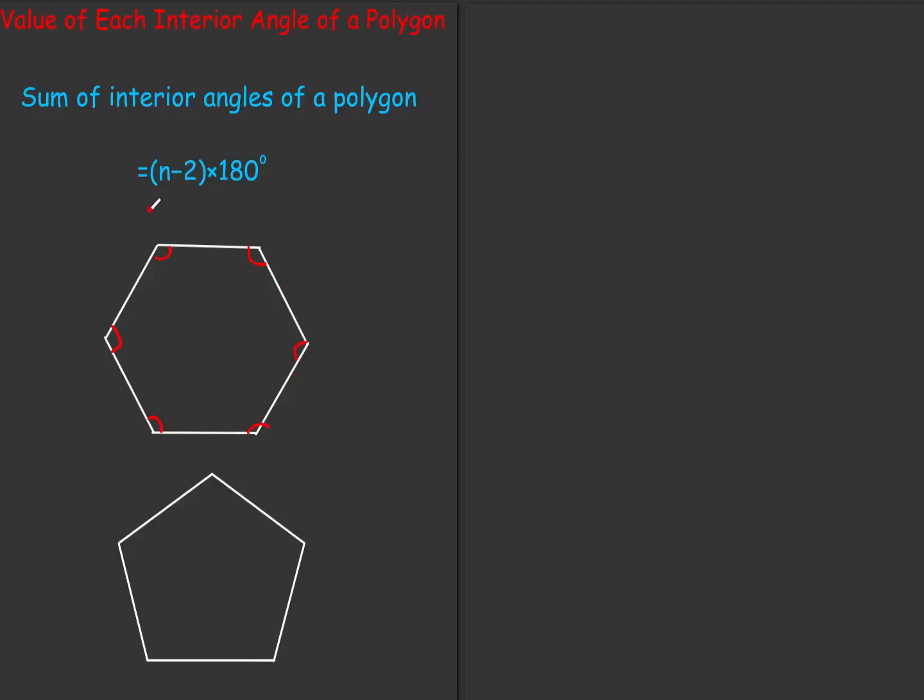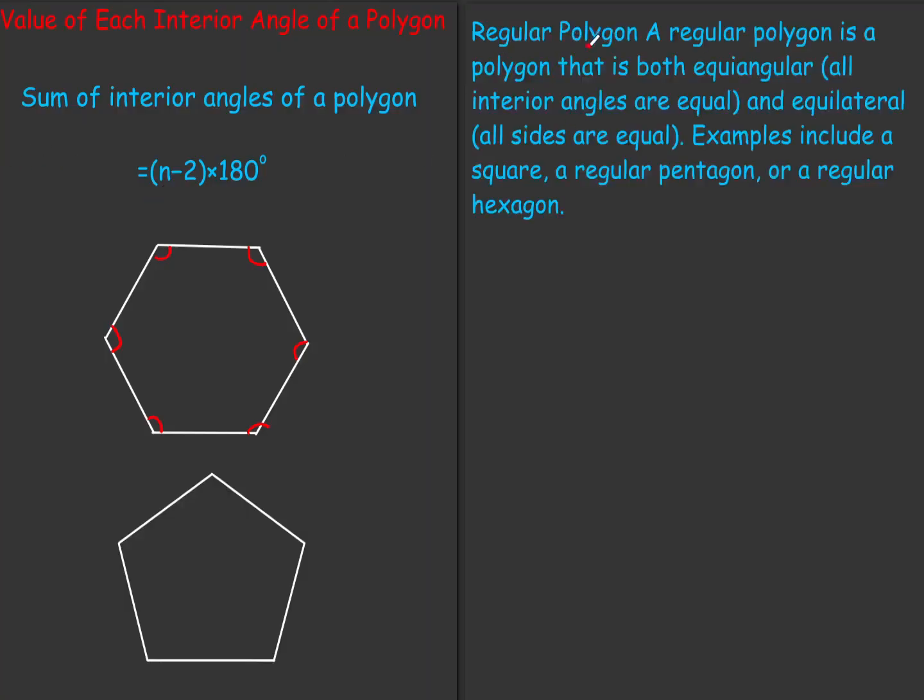Now, it is important we understand what a regular polygon is and what an irregular polygon is. A regular polygon is a polygon that is both equiangular and equilateral. When we are talking of equiangular, it simply means all the angles are the same. And if it is equilateral, it means all the sides are also the same.